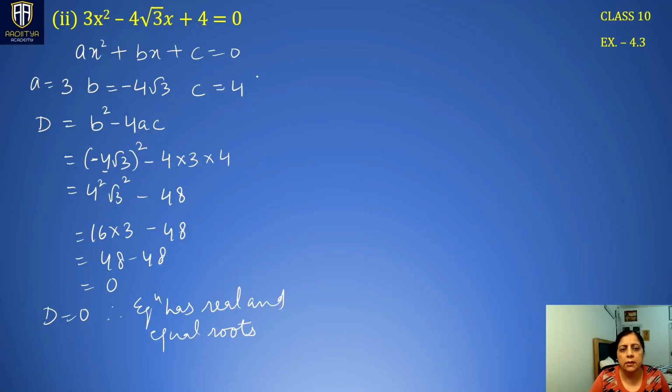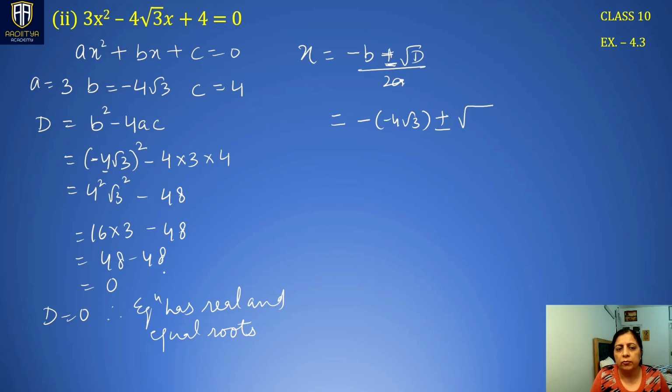So now the question says if the equation has real roots, we have to find them. So in that case, the value of x is minus b plus minus root d upon 2a. I have written the same formula because plus minus means we have to consider both the values. Now, minus b. B is negative, so it's minus 4 root 3 plus minus square root of d.